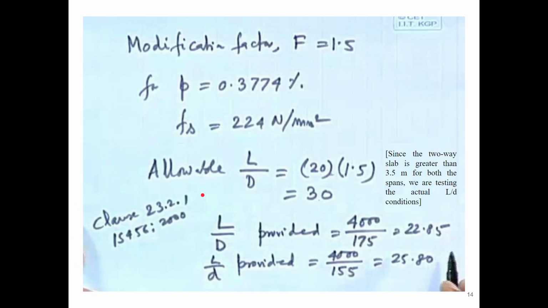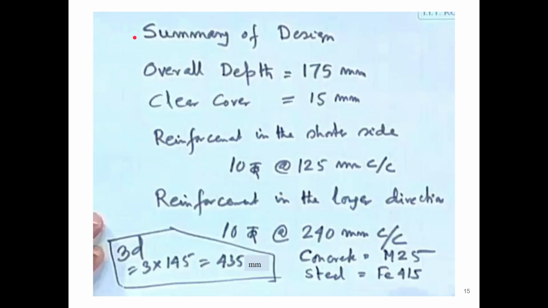The other clause, the 35 and 40 L by D ratio, is mainly for two-way slab having span less than 3.5 meter, and I think load should be less than 3.5 kilonewton per meter square, something like that. But this is the general formula, so the criteria. If we satisfy this, everything is okay. So based on this problem and solution, we can summarize our design.